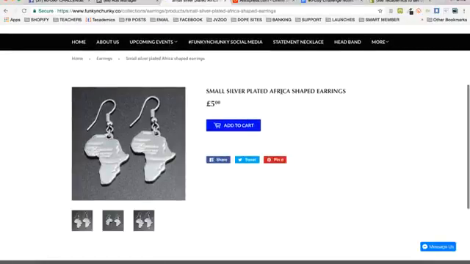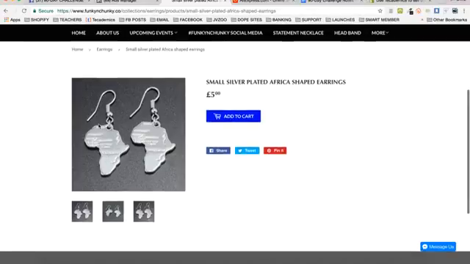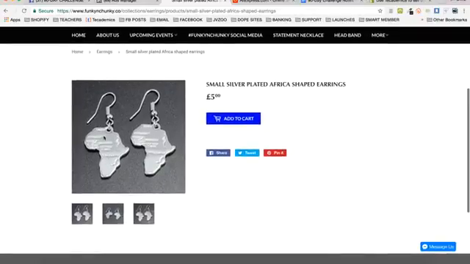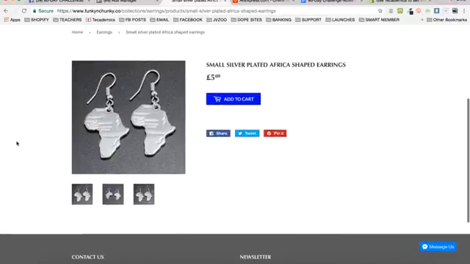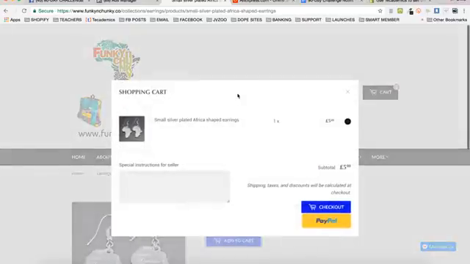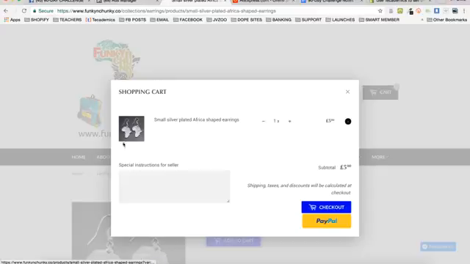Small silver-plated Africa-shaped earrings. So they have a product, these little Africa earrings. They're tailoring to the African market, and you can put a picture and a price. You could put a description, and then you can add it to the cart. The way Shopify works is Shopify handles all of this for you. All you do is put the picture up, okay? And you put the price. And then they can go to checkout.